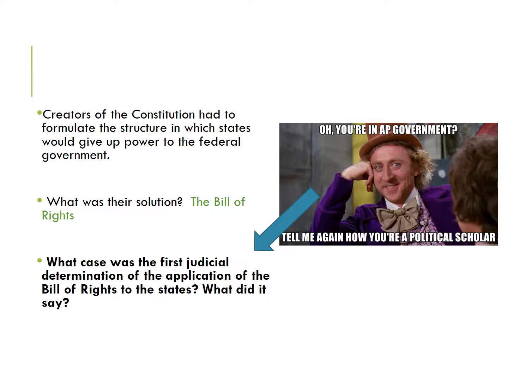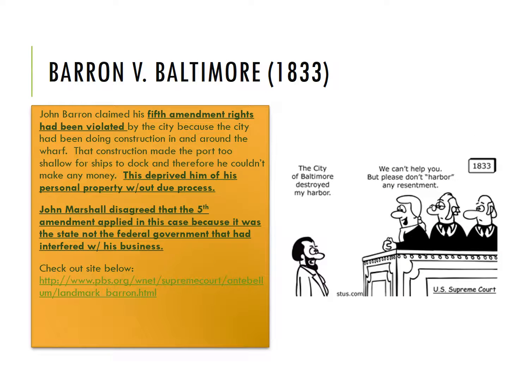And so, one of the first cases that ever brought up the incorporation of a Bill of Rights into the states was Barron versus Baltimore in 1833. John Barron claimed his Fifth Amendment rights had been violated by the city, or the state, because they had been doing construction in and around the wharf, which changed the wharf so he could not make any money. It became too shallow for ships to dock. So this deprived him of his personal property without the due process of law.